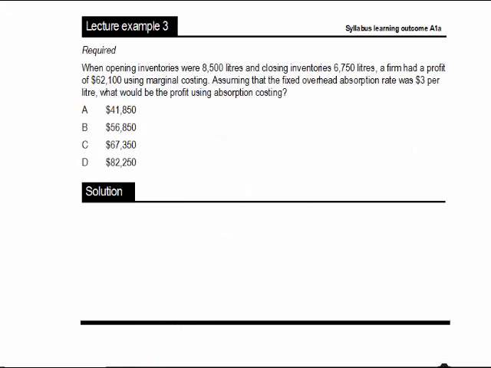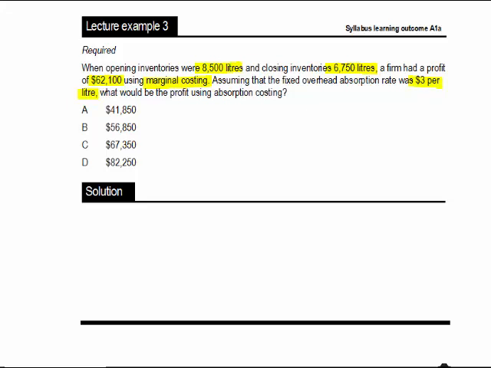Let's use that method in lecture example 3. We're told that when opening inventories were 8,500 litres and closing inventories were 6,750 litres, a firm had a profit of $62,100 when they used marginal costing. Assuming that the fixed overhead absorption rate is $3 per litre, what would be the profit using absorption costing?